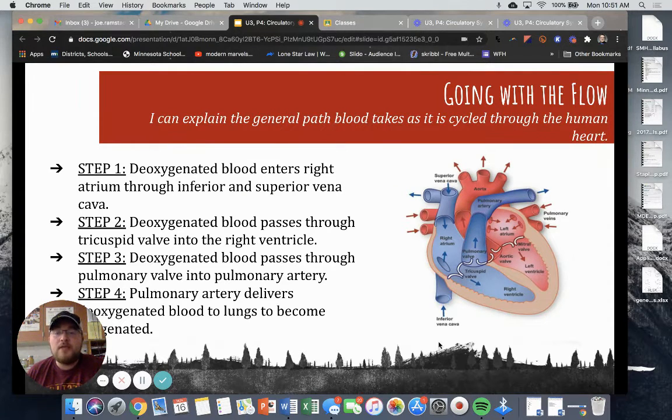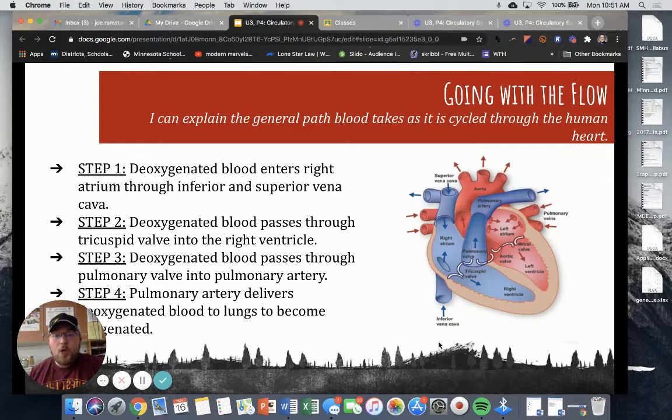So the first step, deoxygenated blood, so that means without oxygen, enters the right atrium through the inferior or superior vena cava. Remember, the superior vena cava takes in blood from above the heart, inferior is from below. This deoxygenated blood then passes through the tricuspid valve into the right ventricle. From there, the deoxygenated blood passes through the pulmonary valve into the pulmonary artery.